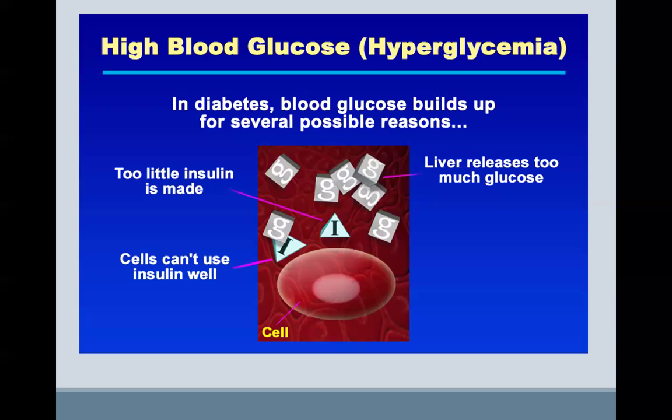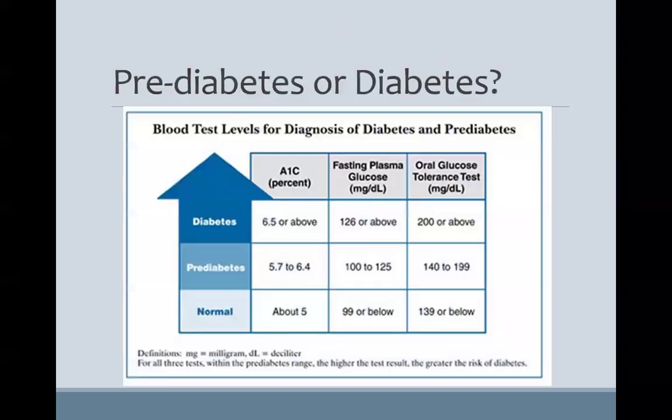So here's another slide that basically says the same thing. In diabetes, blood glucose builds up for several possible reasons. Too little insulin is made, the liver releases too much glucose, or the body can't use the insulin well. For prediabetes or diabetes, we have these numbers.